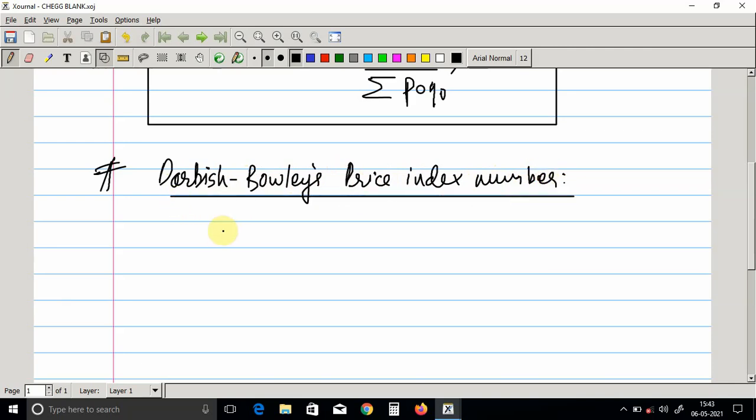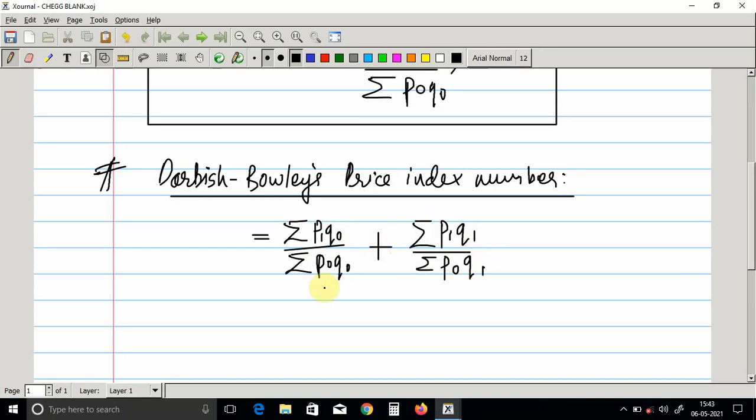So what is the formula for this? The formula for this is the arithmetic mean of these two. The Laspeyres price index coefficient is this, P naught Q naught. So Laspeyres is connected with Q naught and Paasche is connected with Q1. So add them, divide by 2. This is the coefficient. If you want, you can multiply it by 100, so this is now in percentages. So we have one more representative.